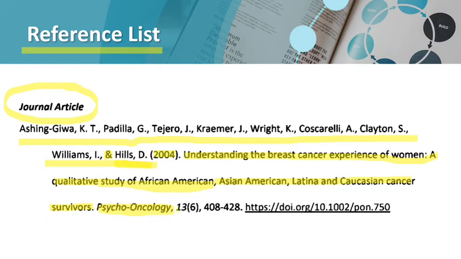And then followed by the journal volume and the issue number. And of course, include the page range. And then last is the URL or the DOI, or the Digital Object Identifier.